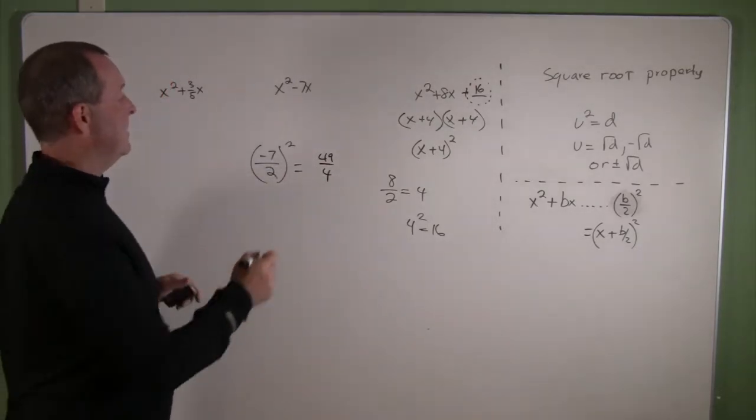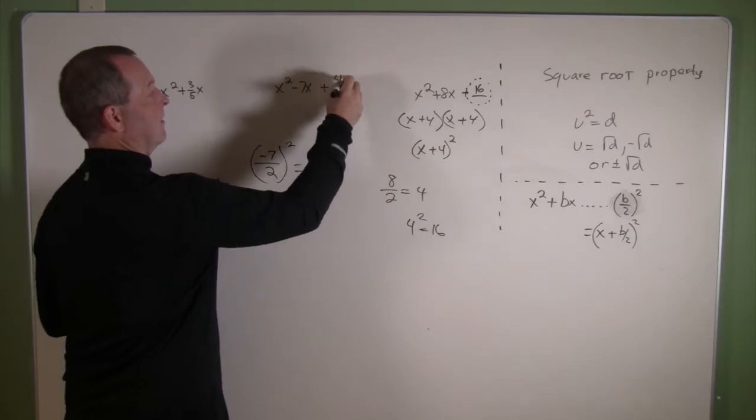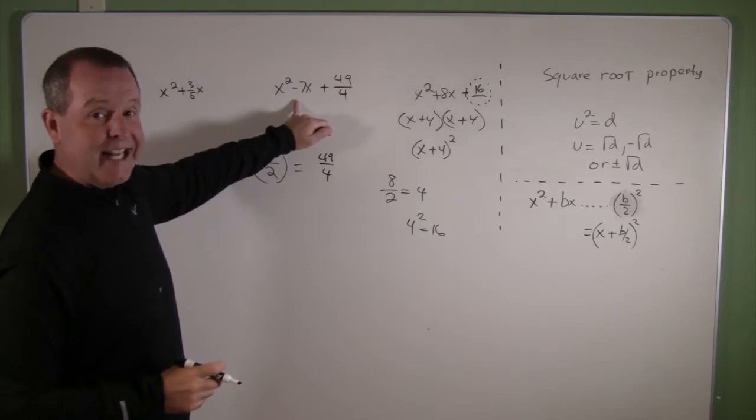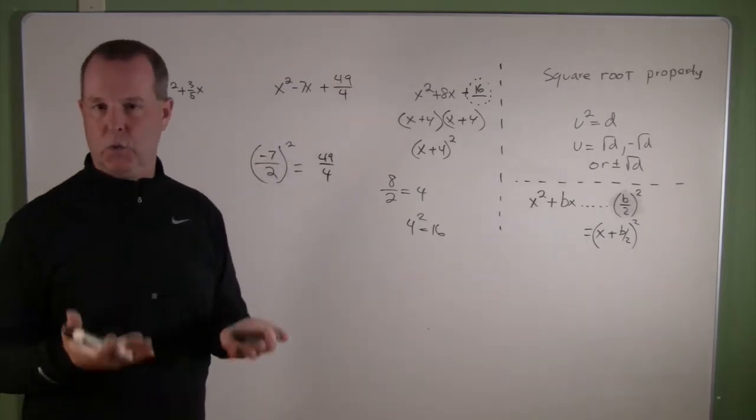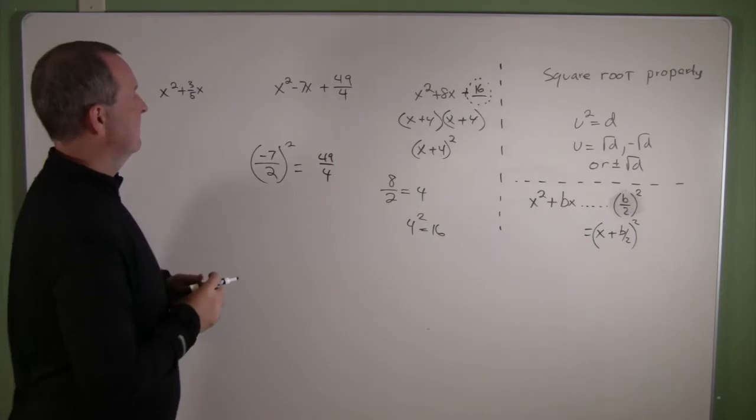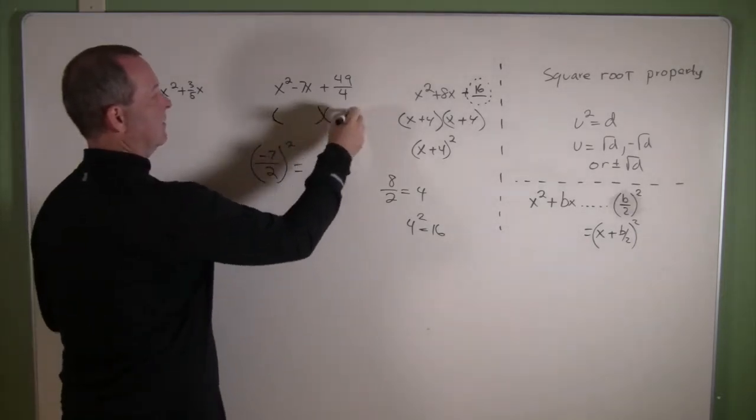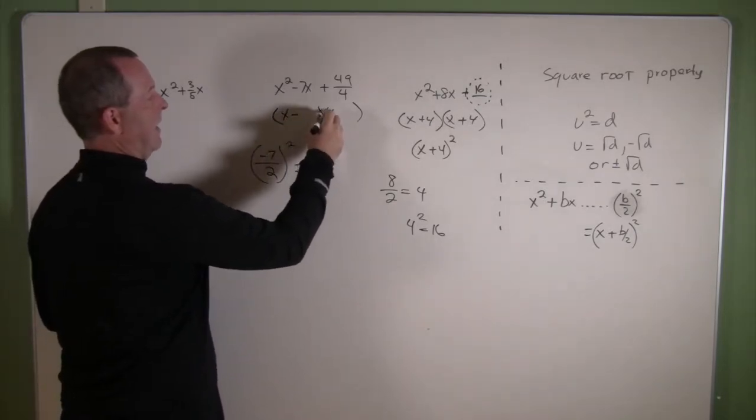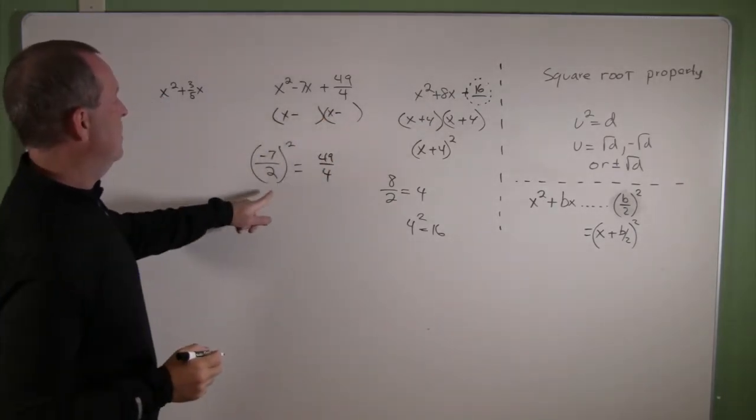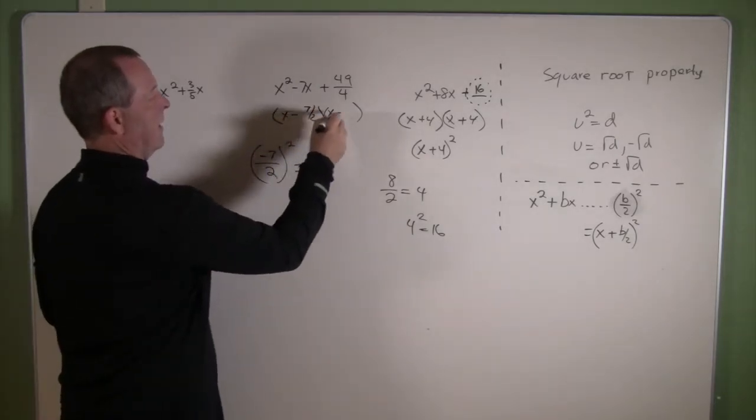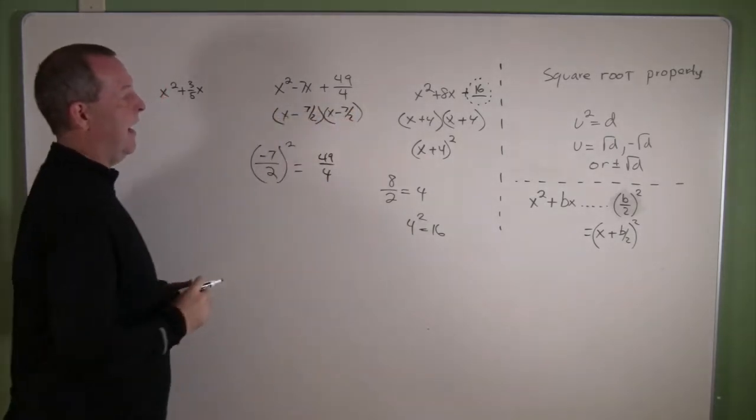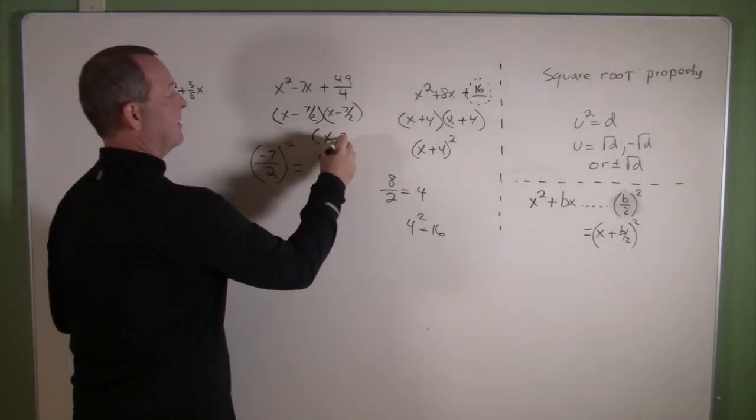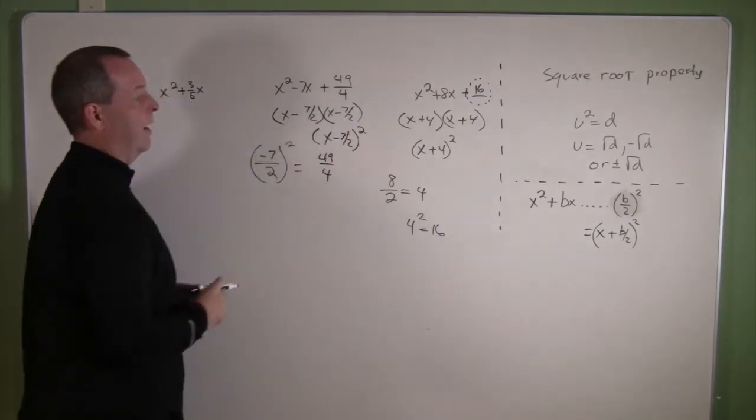So this is the only number, 49 fourths, that turns this beginning trinomial into a perfect square trinomial. Since it was a minus there, it factors down to x minus 7 halves and x minus 7 halves, or written the way we want it written, x minus 7 halves squared.